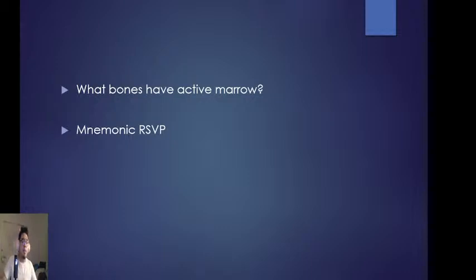Just remember RSVP. Okay? If a question comes along such as which of the following bones have an active marrow, just refer to your RSVP shortcut. RSVP stands for ribs, not the type of RSVP that you usually do when inviting someone to a party, but actually ribs, sternum, skull, scapula, vertebra, and your pelvic bones. All right? Those are the examples of bones that have active marrow. Right?